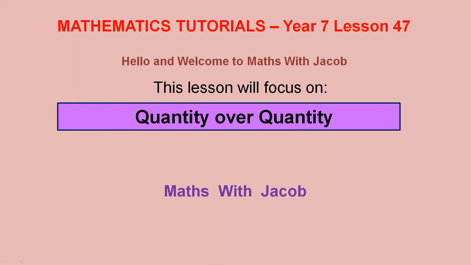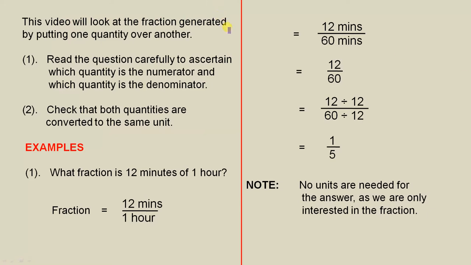This lesson will focus on quantity over quantity. This video will look at the fraction generated by putting one quantity over another. Let's look at some simple guidelines which will help us doing these exercises. Number 1. Read the question carefully to ascertain which quantity is the numerator and which quantity is the denominator. Number 2. Check that both quantities are converted to the same unit.